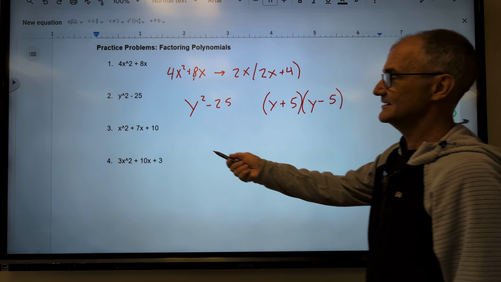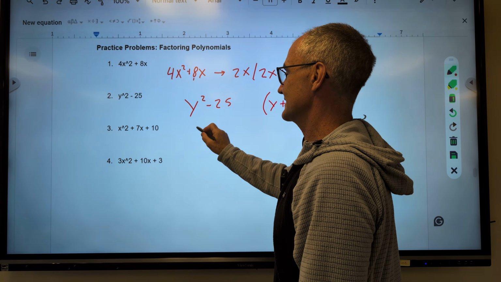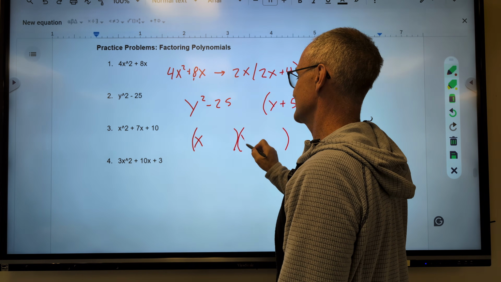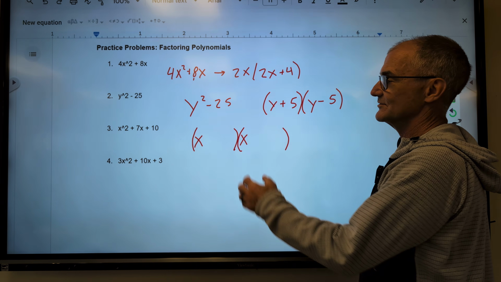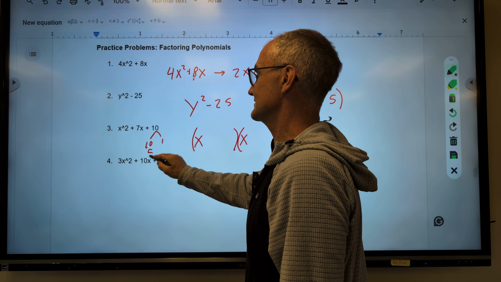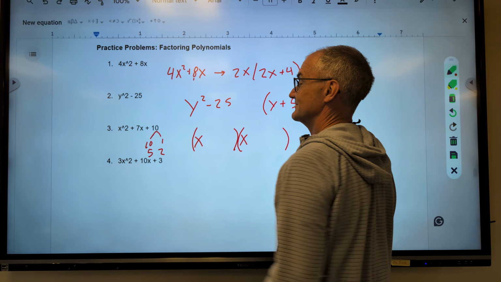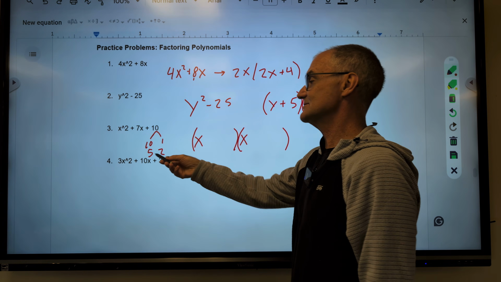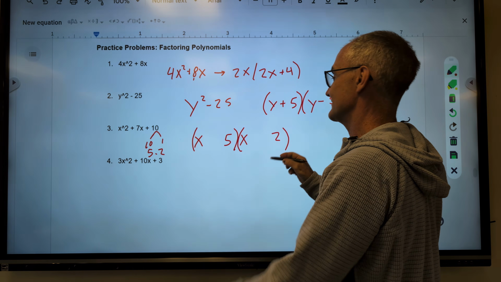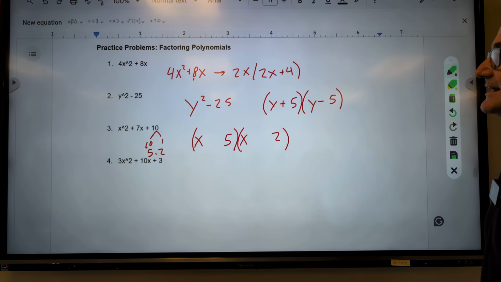All right, here, number 3, we have an x squared plus 7x plus 10. So I'm going to have to factor that into the factors of x squared, which are only an x and an x. And then now I'm looking for the factors of 10, like a 10 and a 1, or a 5 and a 2, or a 2 and a 5, to give me a 7. I can see right here, these two together add up to 7. So they're going to have to add to 7, but multiply to 10.